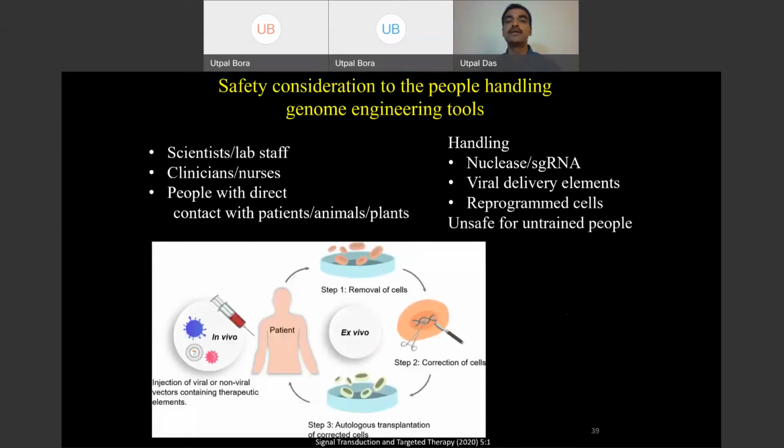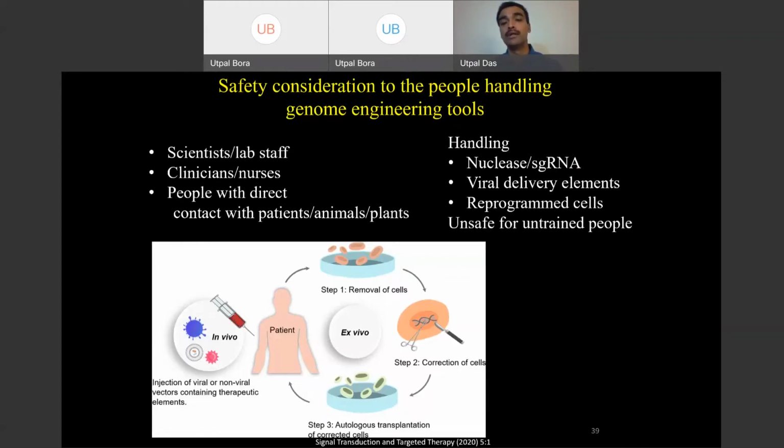Then this is a little non-scientific, non-technical issue, where safety comes in. So let's say tomorrow you have all the different tools, you purchase all the kits. Who are going to handle them? Scientists, lab staff, and once they are developed, you are going to hand over to a clinician along with a nurse. Okay, you say that you have these genetic tools, you inject to a patient X, right? So they are going to do it.